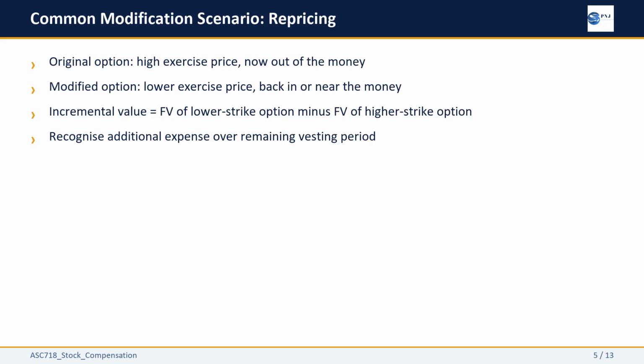Repricing is one of the most common modification scenarios. A company's stock price has fallen and employee options are underwater, meaning the exercise price is above the current market price. The company decides to lower the exercise price to remotivate employees. On the modification date, you measure the fair value of the repriced option with the new lower strike and subtract the fair value of the original option with the higher strike. That difference is the incremental value you must recognize as additional expense. Both the original unrecognized grant date cost and this new incremental amount continue to be amortized over the remaining vesting period.